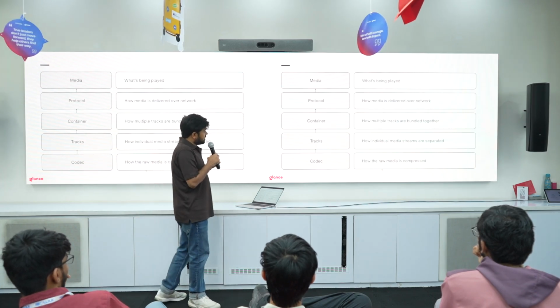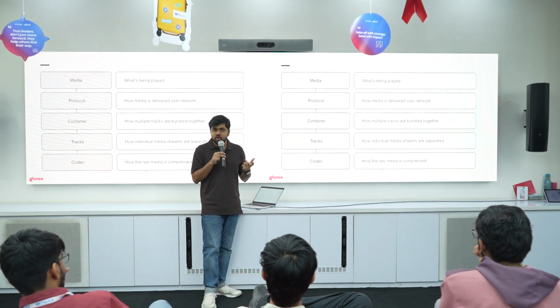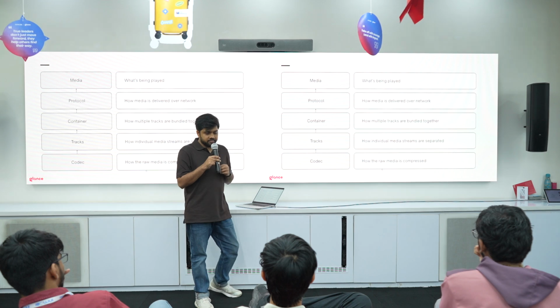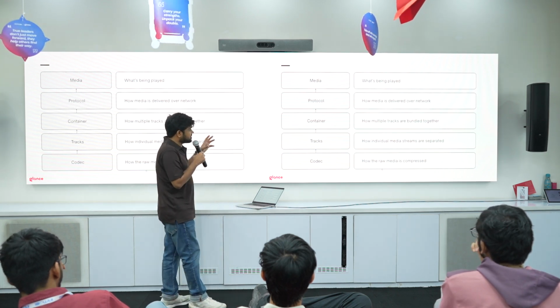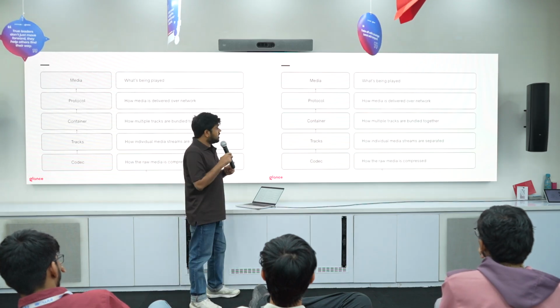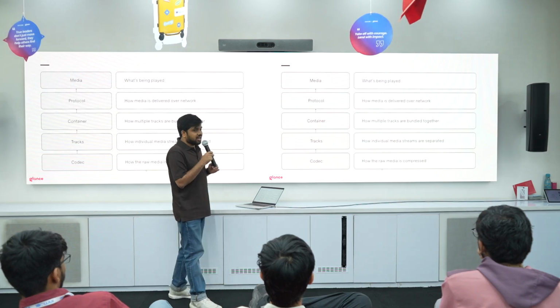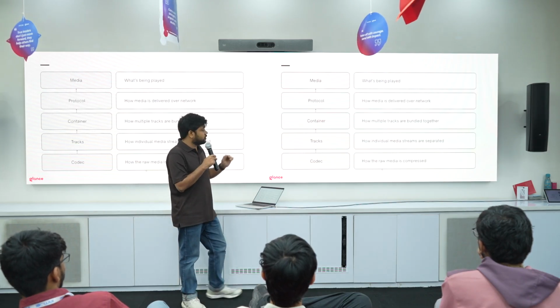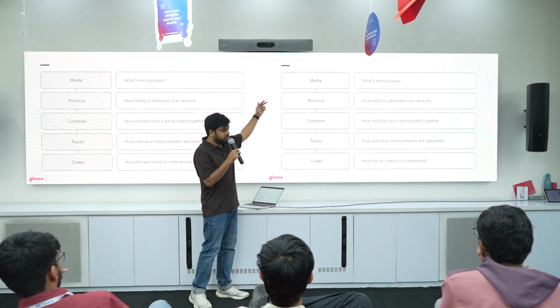The codec gets bundled with tracks. So tracks could be audio, video, or subtitle. And then those tracks get bundled in containers. We'll discuss all of these in detail later. And then the containers are transported over the network using some protocol, and all four layers make up media.